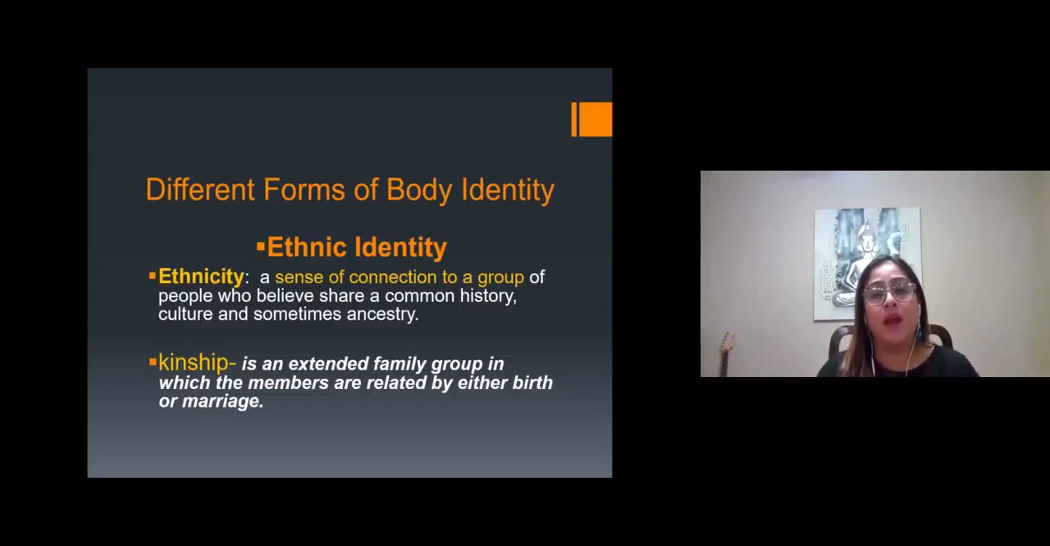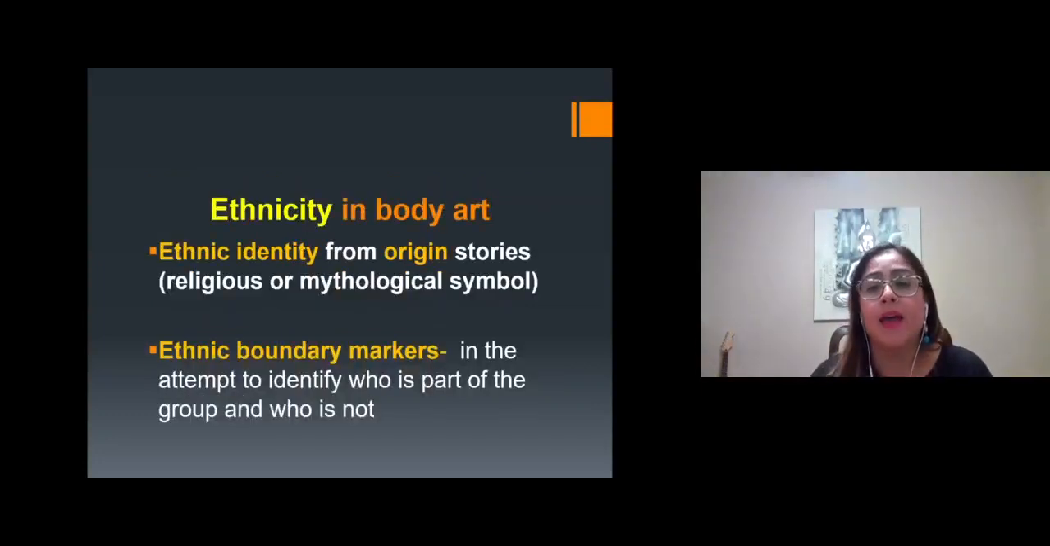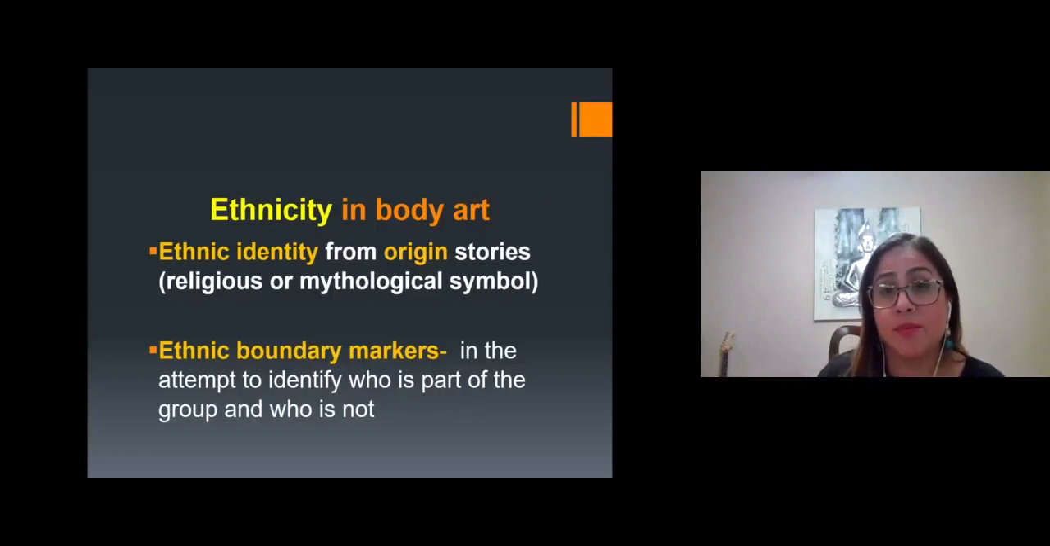Kinship is where you document extended family groups. This tells you who is related to who. So kinship is the lineage of who married who, and so forth, how you're related to them. Okay? And ethnicity in the body as a form of body art. And we'll look at several examples of this.